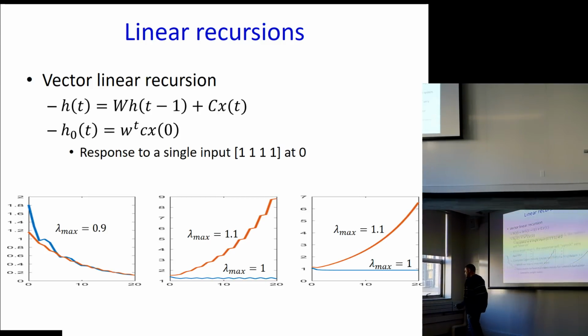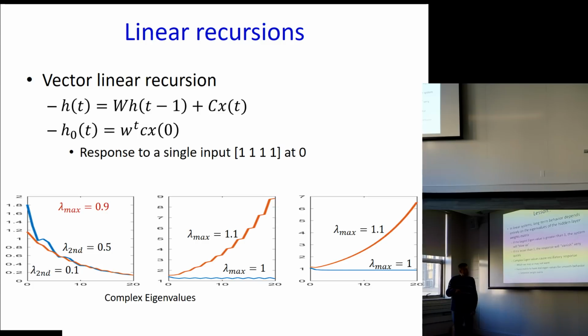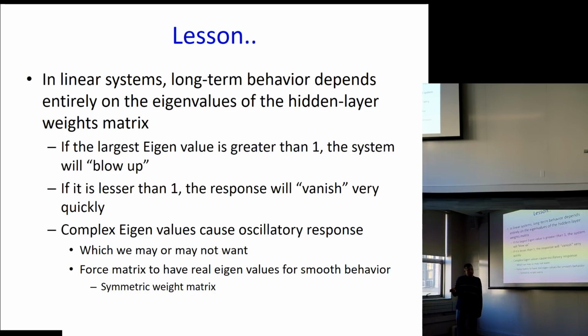So the behavior that we are seeing over here is, in linear systems, long-term behavior depends entirely on the eigenvalues of the hidden layer weights matrix. If the largest eigenvalue is greater than 1, the system is going to blow up. And if it's less than 1, the response will vanish. It just falls off and it's going to disappear very quickly. Complex eigenvalues are going to make the system oscillate a bit, which may or may not be what we want, right? And if you want smooth behavior, then you have to force the eigenvalues to be real. One way to do it is just to ensure that your weights matrix is symmetric, but that's not something that you necessarily want, right?